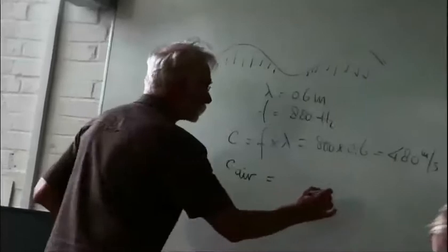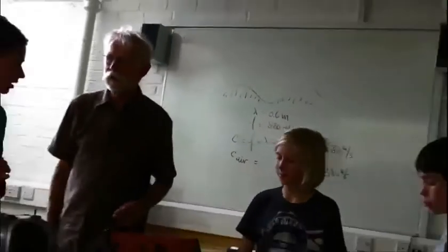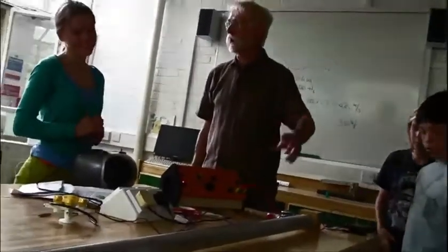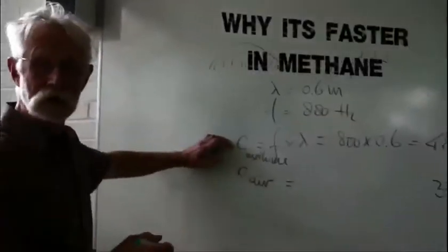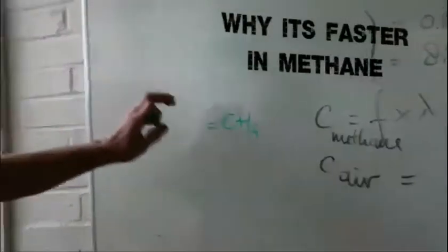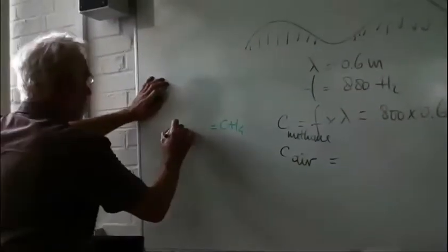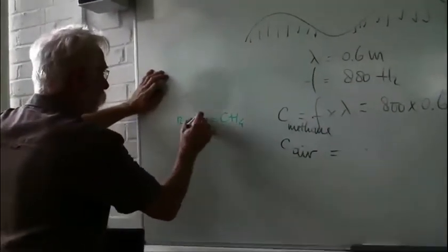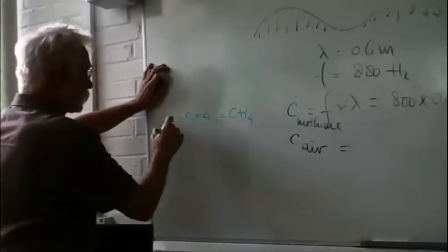But the speed in air is 330 meters per second. Yeah, that one. Because there's not air in there, but gas. What is methane? CH4. What is the mass of CH4? Carbon is 12 plus 4, so the mass is 16.